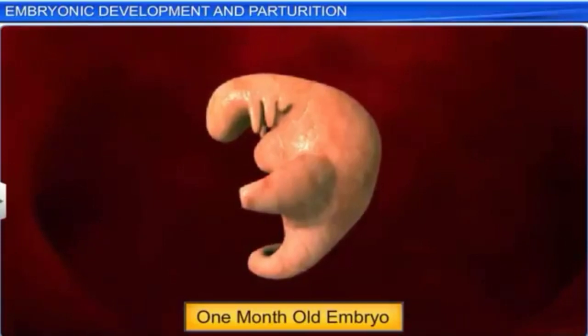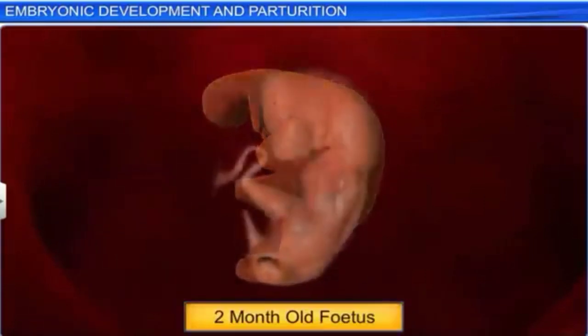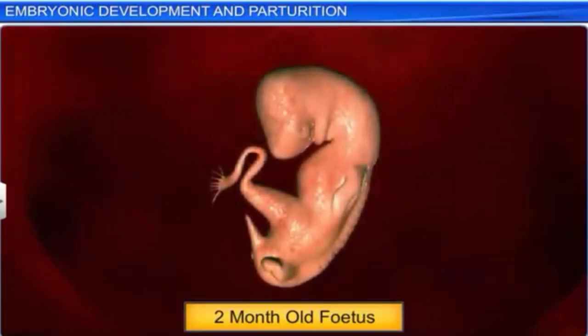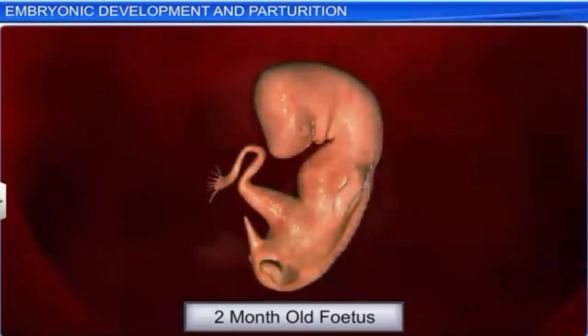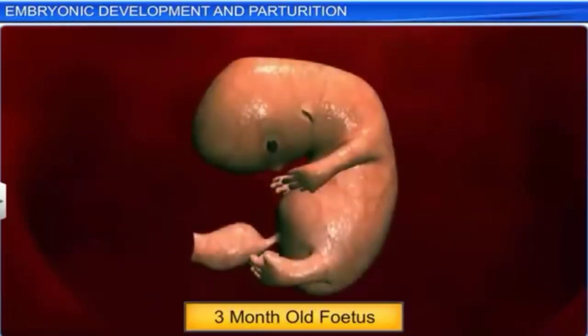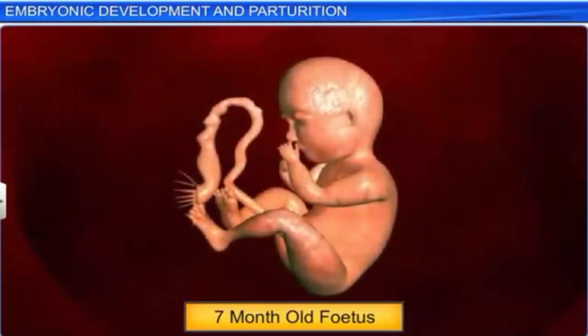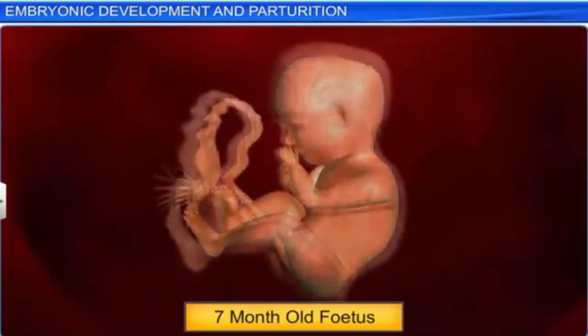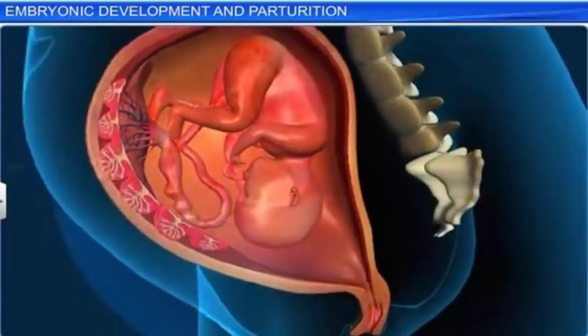By the end of the first month, the embryo develops a heart, while the end of the second month marks the transition of an embryo to a fetus with developing fetal limbs and digits. And by the end of the third month, most of the organs are already formed. Another 4 months and the fetus is rapidly gaining weight and its bones get stronger. By the beginning of the 9th month, the fetus is fully developed and assumes the position it will take during delivery.